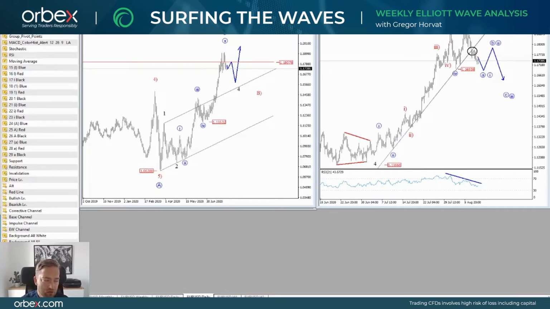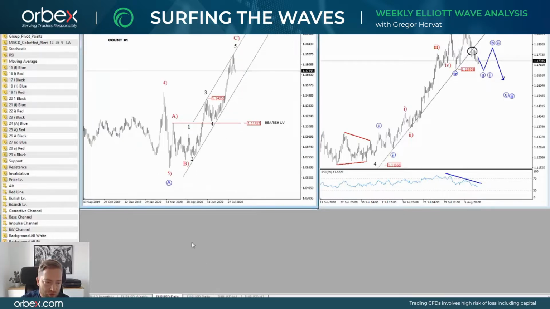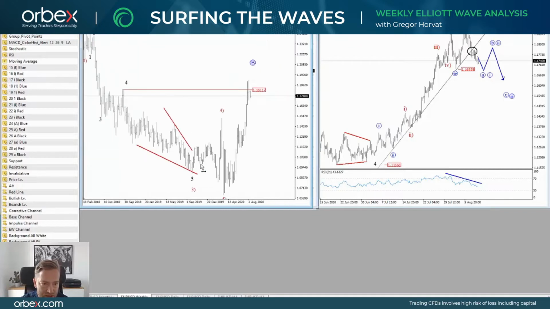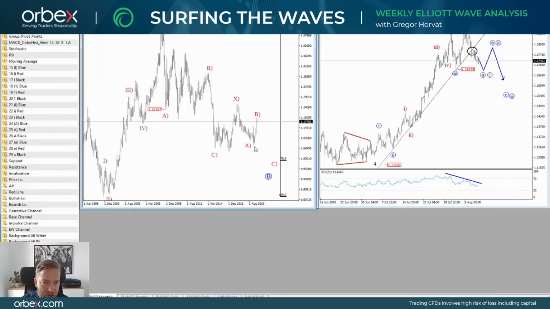I will cover Euro Dollar, USD, Dollar CAD, Dollar Yen, Gold and Silver, and also will have a quick look at the S&P 500. Now the Euro Dollar, as you know, is in very strong recovery here, but still looking at this big picture, especially on the monthly chart here, we see potential wave B rise.